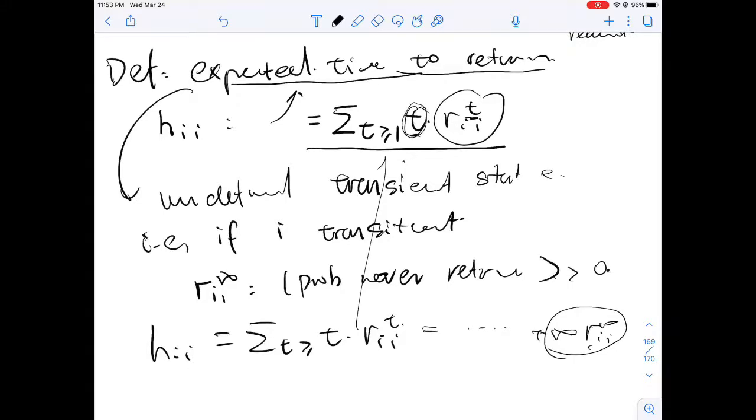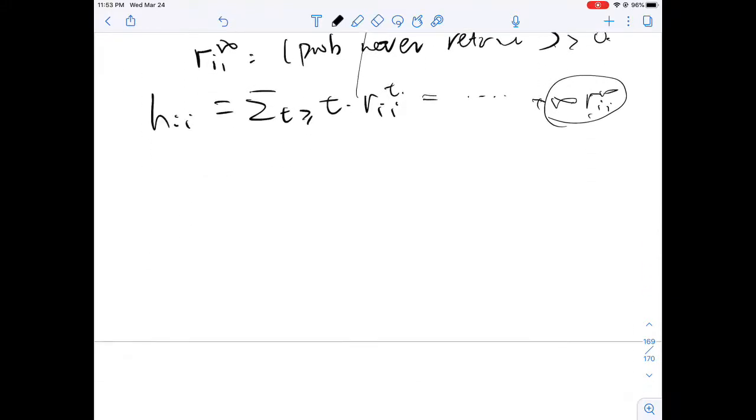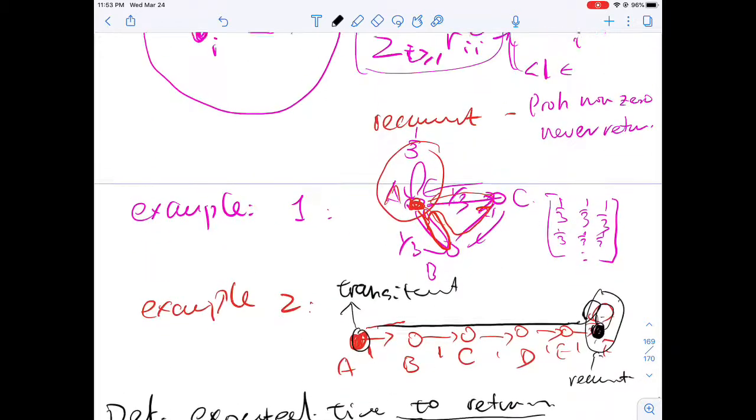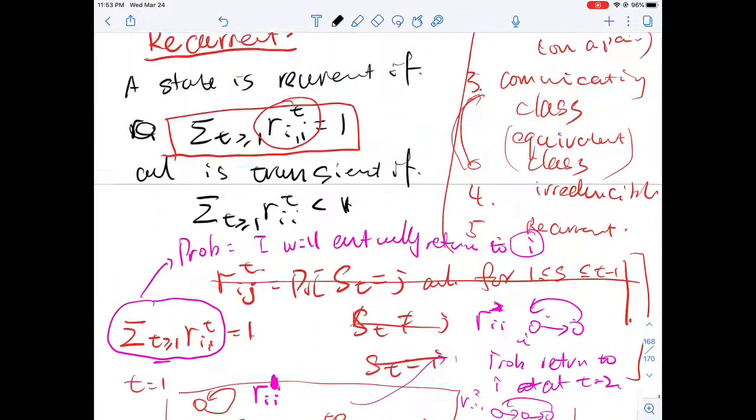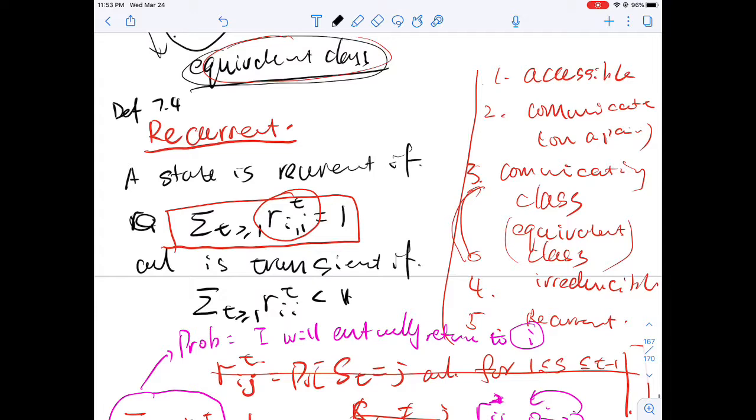Right. So now let's look at another definition. Let's move to here. We started with accessible, moved to communicating class, then irreducible, and finally we were at recurrent. So we are going to do the sixth one: the positive recurrent.